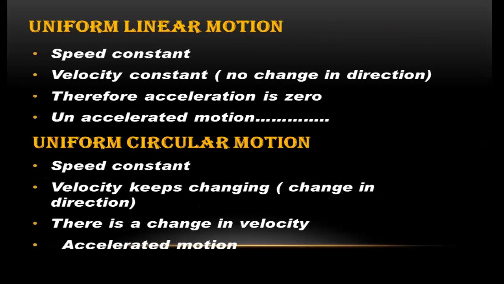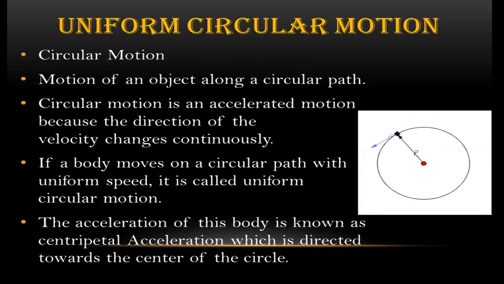So when it moves in a circular path, it means that there is a constant change in direction. Whenever there is a change in direction, you call it acceleration. So uniform linear motion is an unaccelerated motion, whereas uniform circular motion is an accelerated motion. Hope you understood what is uniform circular motion.